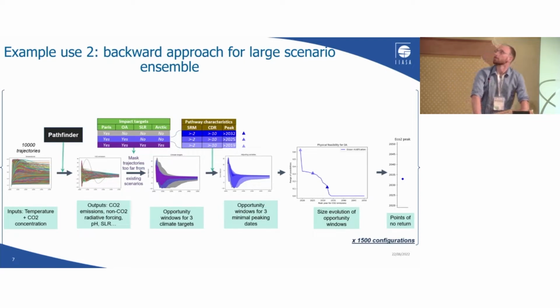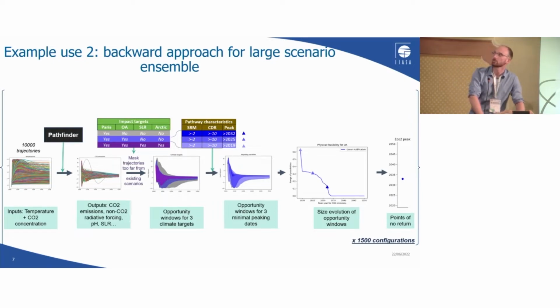As we said, we run the model backwards with temperature and CO2 concentration, like 10,000 trajectories that are generated independently, and we give all those packages to Pathfinder, which back-calculates global variables such as CO2 emissions or non-CO2 radiative forcings. We have a lot of packages that we need to analyze and exploit. The first thing we do, thanks to the few impact emulators we have in the model, is try to tighten the envelopes, basically.